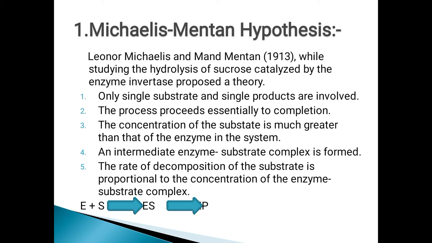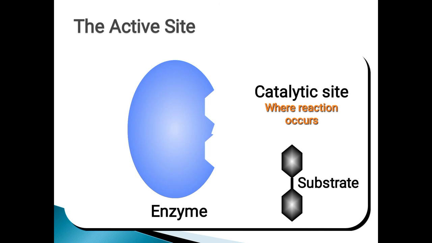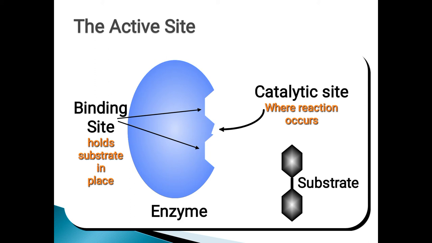So how does an enzyme act in a biochemical reaction? The first was the Michaelis-Menten hypothesis. Now in this figure, the active site is shown. The blue color denotes the enzyme and the black denotes the substrate. The enzyme and substrate react with each other and the substrate is attracted to the enzyme, at its binding site, which holds the substrate in place.